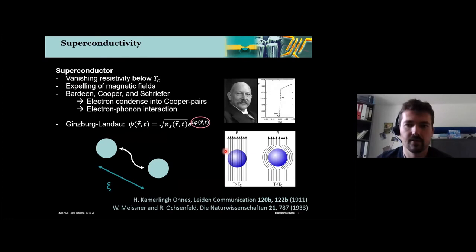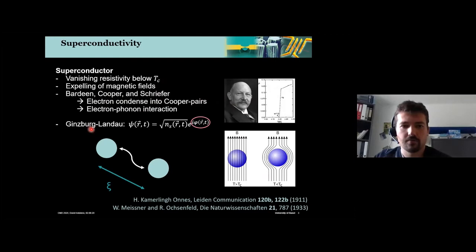So just for a short introduction, superconductors have been well known now for over 100 years. These are materials which have a vanishing resistance below a certain critical temperature and also show the Meissner effect, so they expel external magnetic fields in the bulk when they are cooled below Tc. It was shown by Bardeen, Cooper and Schrieffer that electrons in this material condense into so-called Cooper pairs, and this is mainly due to electron-phonon interactions.